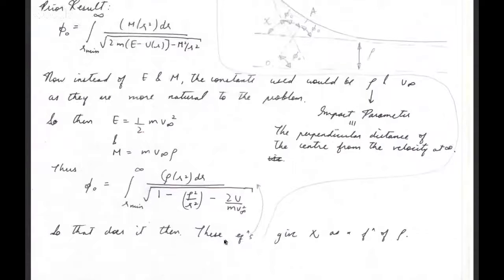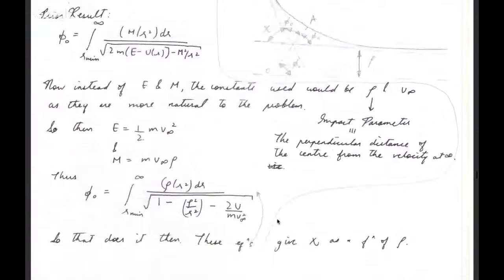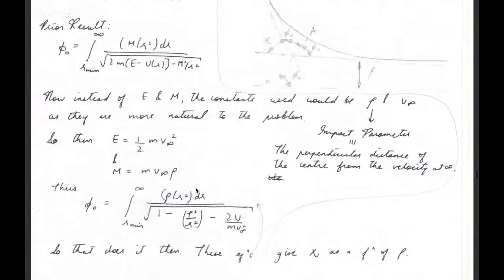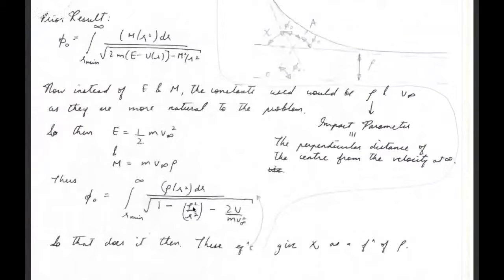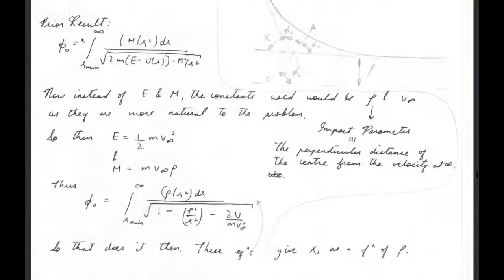So this equation gives us chi as a function of rho. Now, should we derive how we get this equation, Atul? Phi naught, that is from the section on circular motion. No, we have this prior result, and I think we need to substitute just v infinity in place of E and rho in place of M, right? Yes, exactly.